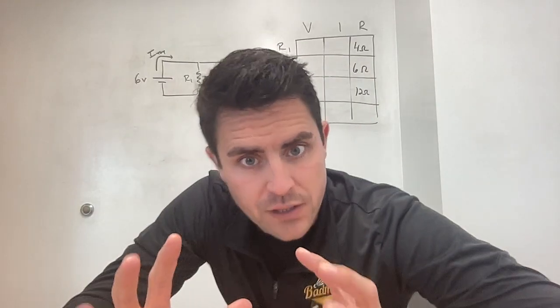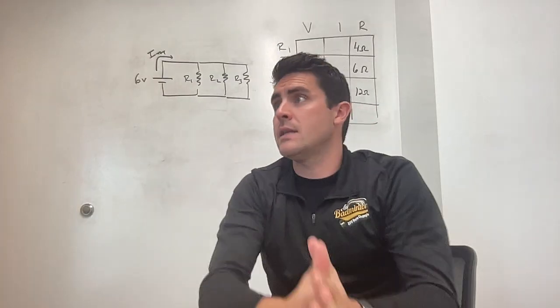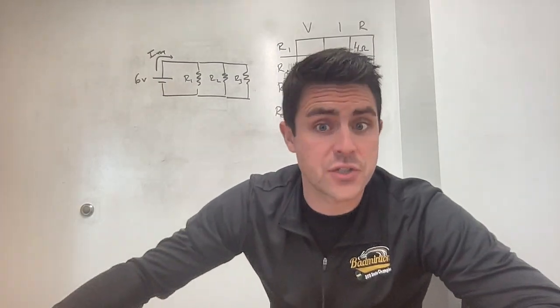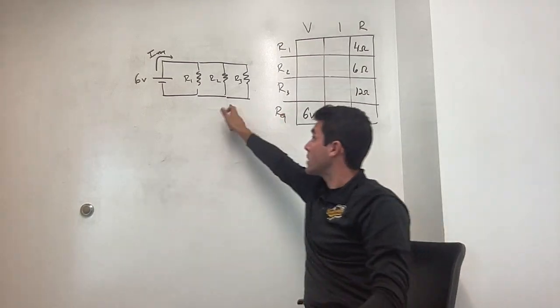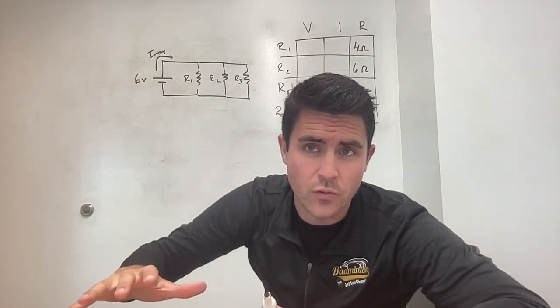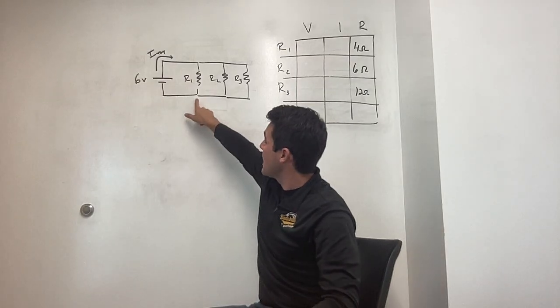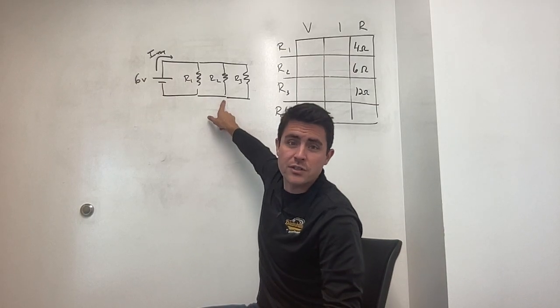Now, let's cover a couple things first. We know that in parallel circuits, when I add a resistor in parallel, when I add a new branch, I decrease the overall resistance. Why? Because I allow there to be another path for current to flow.